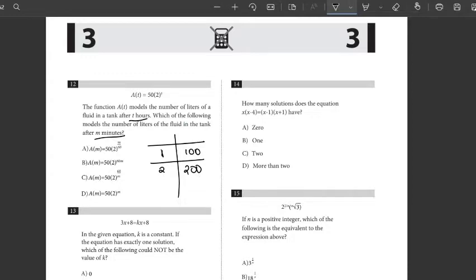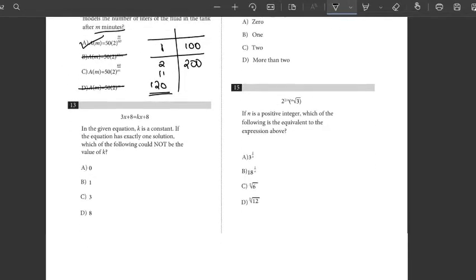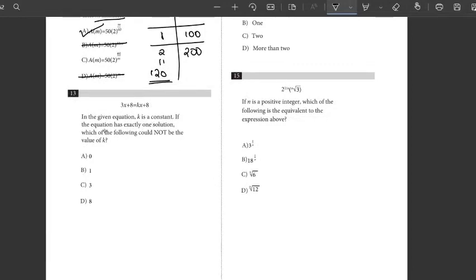Okay, so m minutes. It's not 16 to m and it's not m, because it would be divided, and 60 by m seems wrong. So let's check. 2 hours is around 120 minutes, and if you put that in the first one, 120 by 60 would give you 2. 2 squared is 4 and 50, 200, which matches this. So 12 is A.